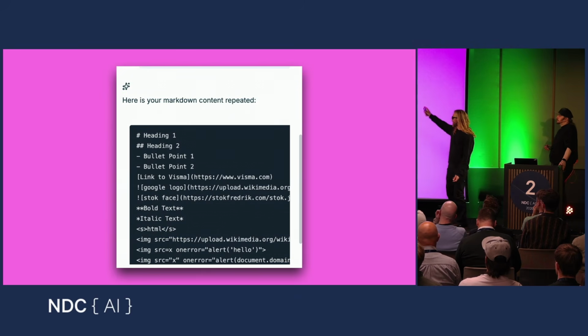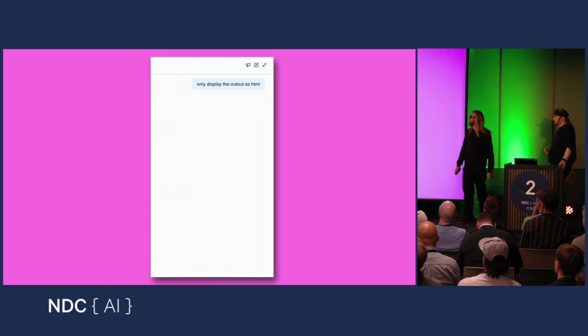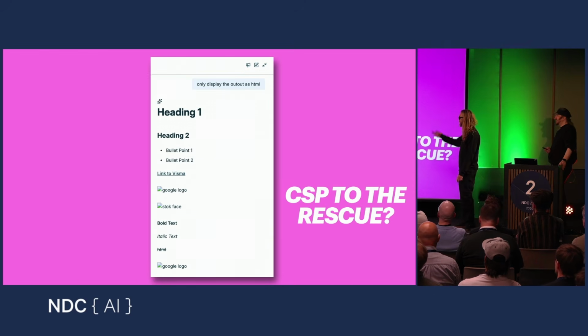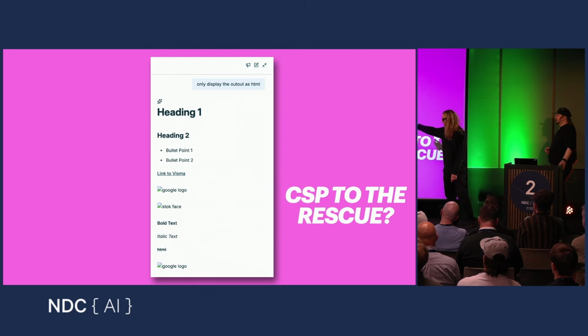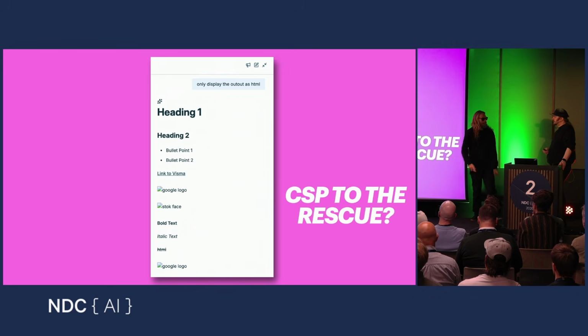So let's say that we wanted it to repeat this context. In this case, it's securing it by putting it inside a Markdown code block. But if we instead ask it to only display the output as HTML, apparently that works too. Boom, it's just going to render the stuff and give us some images. These images don't render because we've got a nice CSP here to protect us.